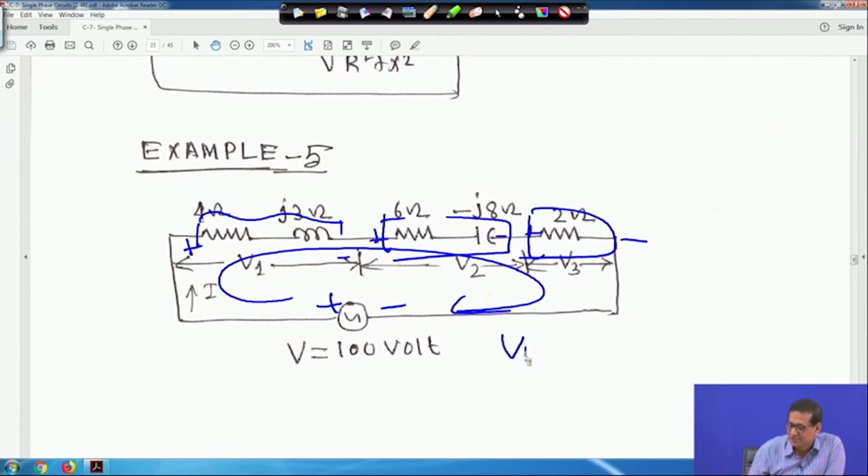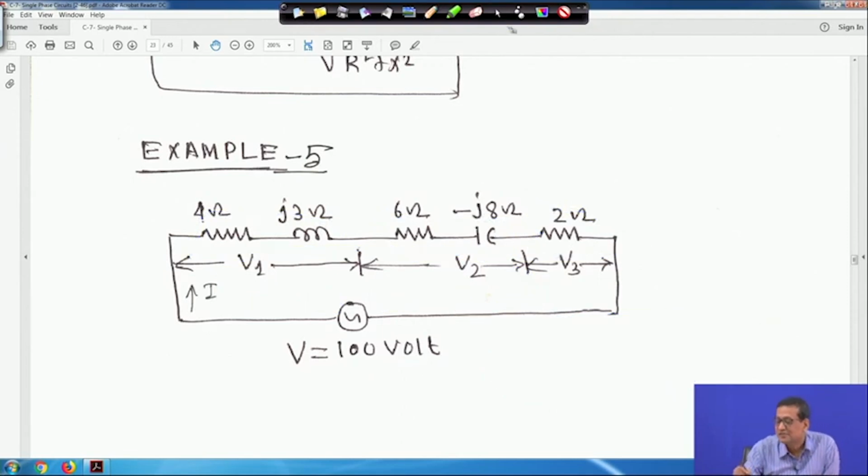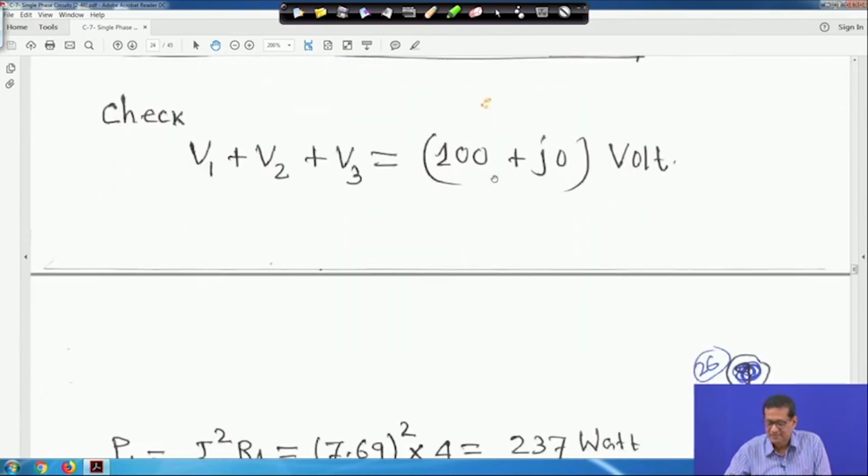So, it will be V1 plus V2 plus V3 is equal to V, but remember this is a phasor sum. Do not add the magnitudes, you will never get the result. It is a phasor sum, right. So, voltage and angle you have to consider. That is why, if you check it, you will get 100 volt, right, for checking.